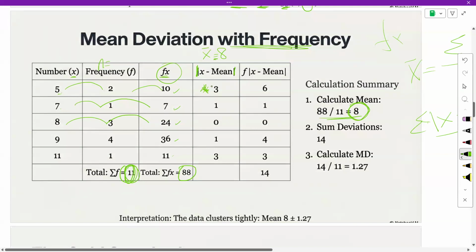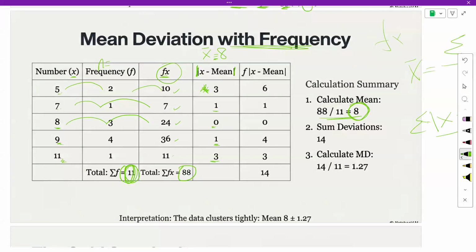The sign does not matter. Likewise, 7 minus 8 is 1. 8 minus 8 is 0. 9 minus 8 is 1. 11 minus 8 is 3. So these are the absolute deviations.